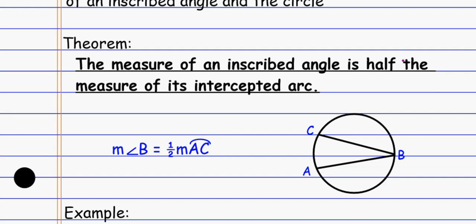We tend to state it this way, that the inscribed angle is half of the measurement of the arc, or we could say that the measurement of the arc is twice the inscribed angle. Take the inscribed angle times 2 to get the arc, or take the arc divided by 2 to get the angle.